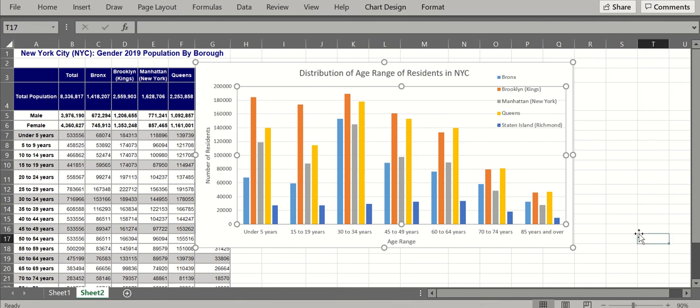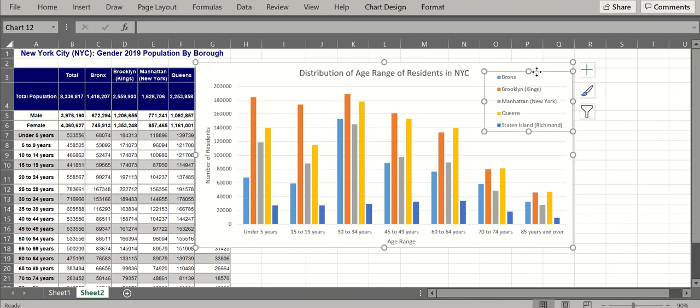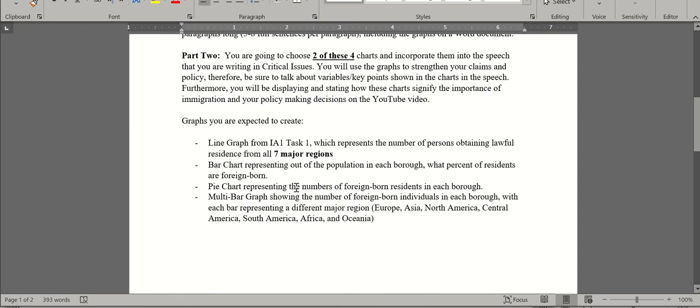It's going to show you something like, oh, the majority of Europeans live in this borough, and depending on the color, the majority of Asians live in another borough, or something like that. So you should be able to make those kinds of conclusions after making this multi-bar graph. So that's how you create the graphs for this. I hope it helps a lot.